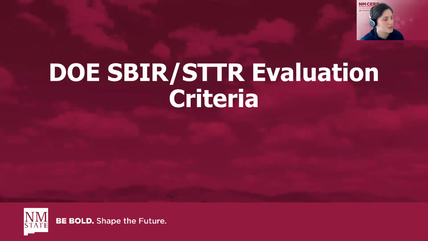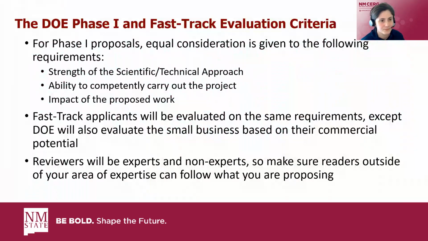Now let's briefly talk about the evaluation for the phase one DOE application and the fast track DOE application. For phase one, equal consideration is given to the following requirements. The strength of the scientific and technical approach, the ability to competently carry out the project. So do you have a team that is able to support all of the initiatives that you're stating with the bullet point above? And then the impact of the proposed work. You can see from this evaluation criteria that the commercialization plan is not its own piece, but is actually incorporated into the 3 bullet points I just mentioned.